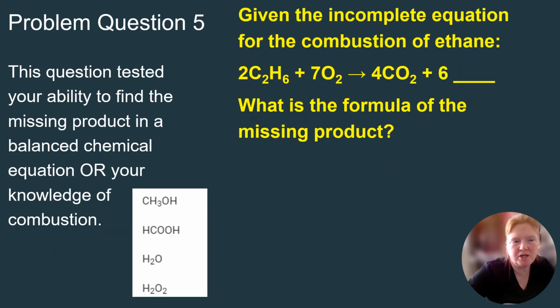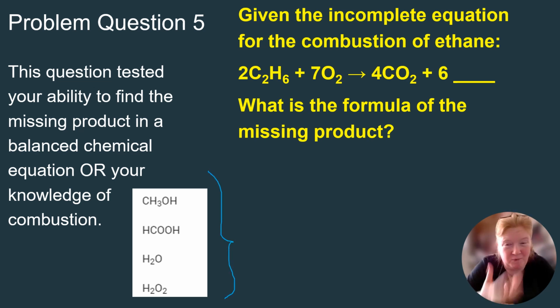All right, this equation tested your ability to find the missing product in a balanced chemical equation, or your knowledge of combustion, because it told you that it was a combustion reaction. So given the incomplete equation for the combustion of ethane, what is the formula of the missing product? And these were the answers that you were given to choose from.